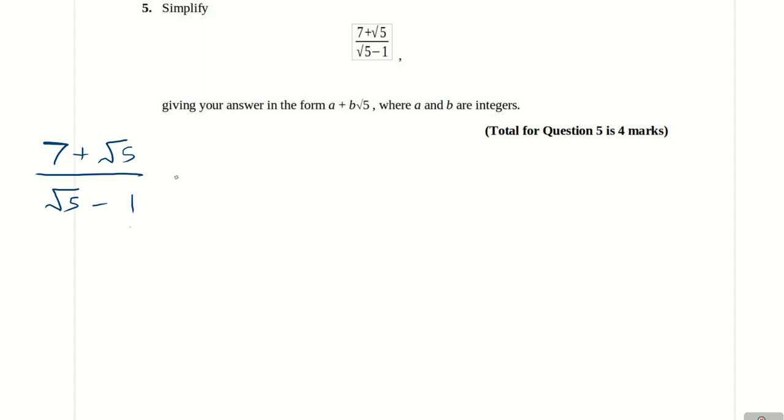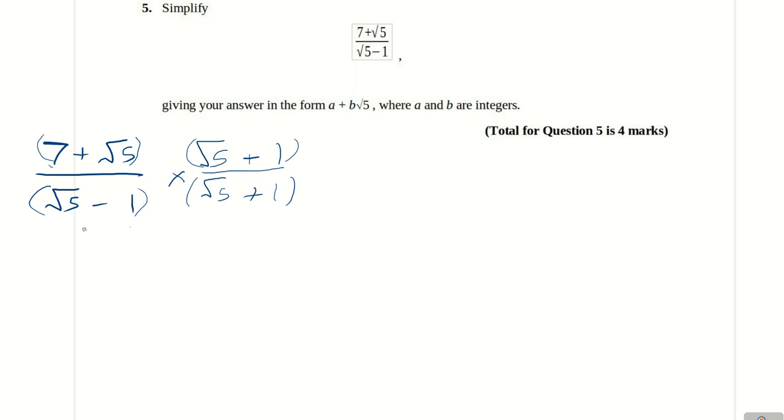And what we have to do is multiply, because it's a fraction, we can multiply the top and the bottom by anything as long as it's the same that we multiply the top and the bottom by. And we multiply by something called the conjugate of the term on the bottom. Now the conjugate, it's the same expression but with one of the signs changed. So we've changed the minus to a plus.